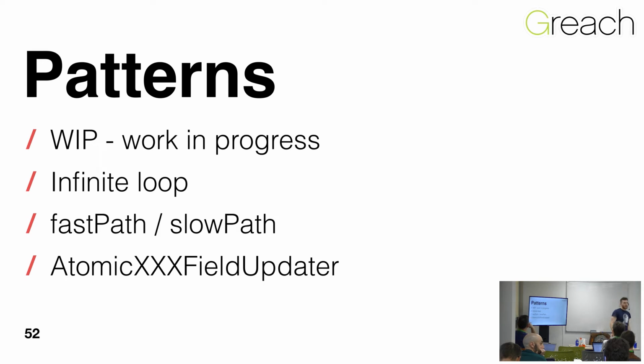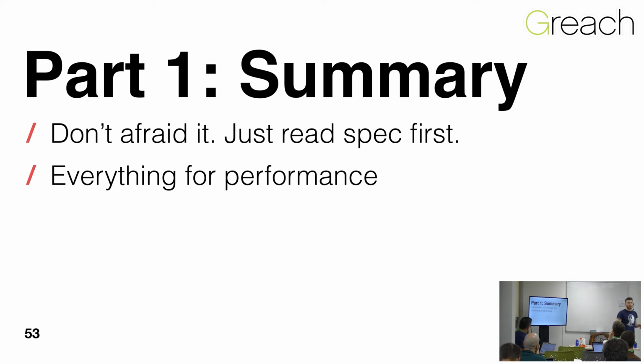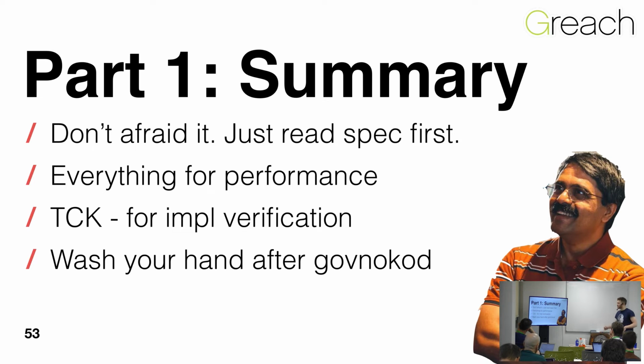And finally, we can use atomic XXX, because it could be integer, it could be long, and it could be, I don't remember which, atomic reference field updaters, in order to reduce the number of objects provided to the garbage collector, right? So the summary of the first part: don't be afraid of it. Just read the spec and do it step by step, and you will find all the logical pieces in the real implementations. Everything is done for performance, because performance is the most important part in reactive streams. We will come back later to the performance of a real piece of code, but everything you saw in this presentation is done for performance. TCK can simplify verification of your code.